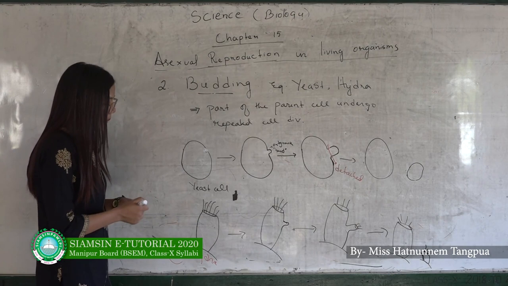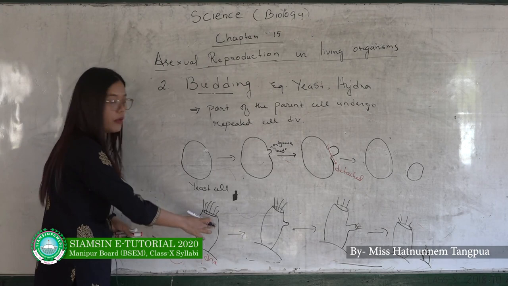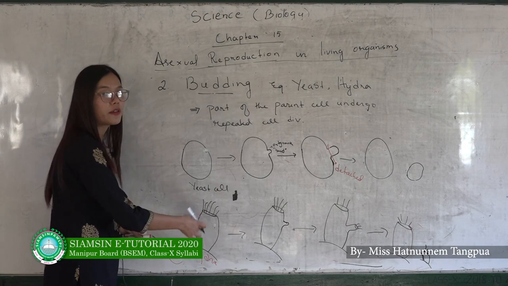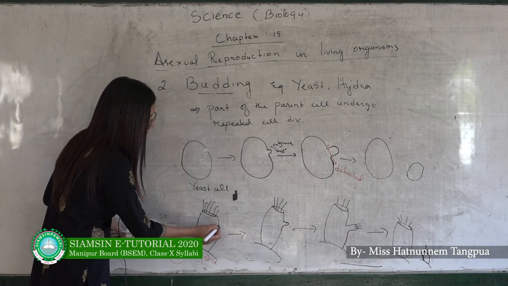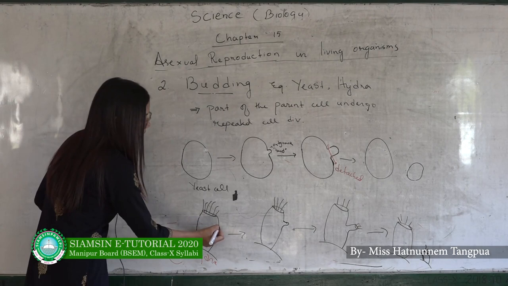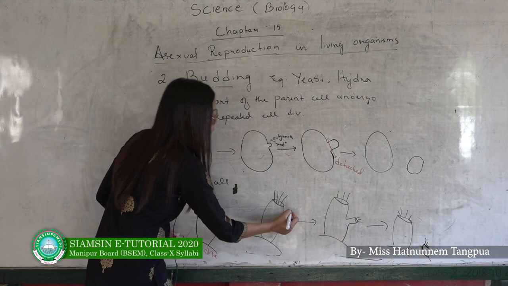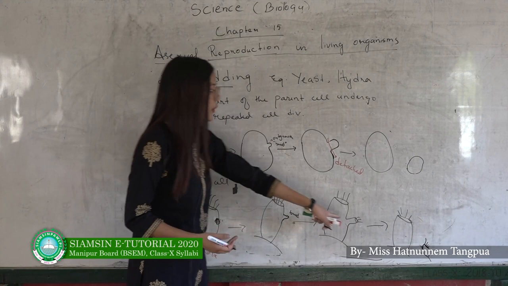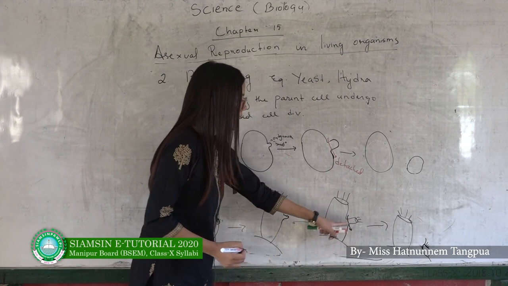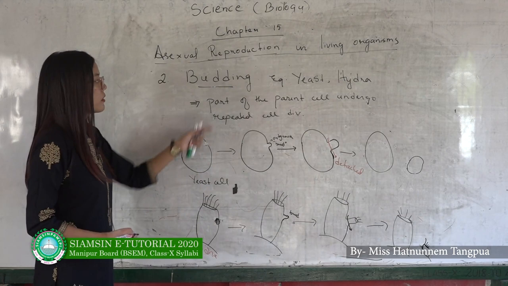In this process, at a particular spot on the cell, repeated cell divisions take place. If repeated cell divisions take place in this place, then a small outgrowth will be formed due to repeated cell divisions. We call it a bud, and this bud will grow, and when it becomes matured it will get detached from the parent plant and fall on a substratum and grow into a new individual. This is an example of budding.